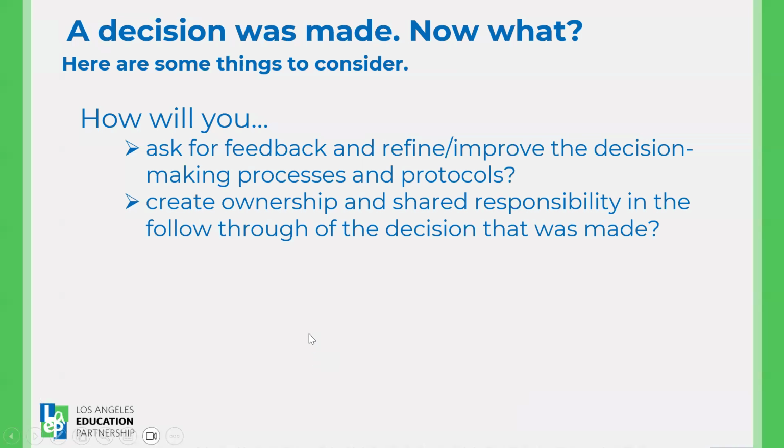Next, we want you to think about how you will create ownership and shared accountability in the follow-through of the decision that was made. So how are you going to distribute responsibilities once there is a decision made? Remember, we're better together and everyone brings strengths to the table. So how can we work together to get things done?